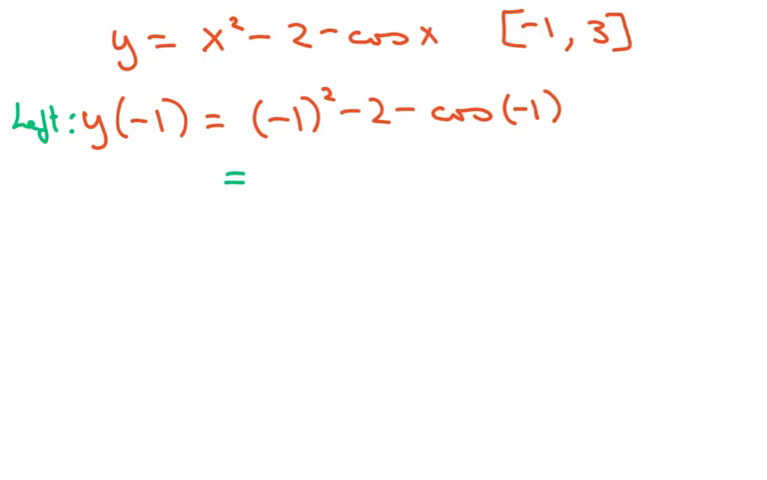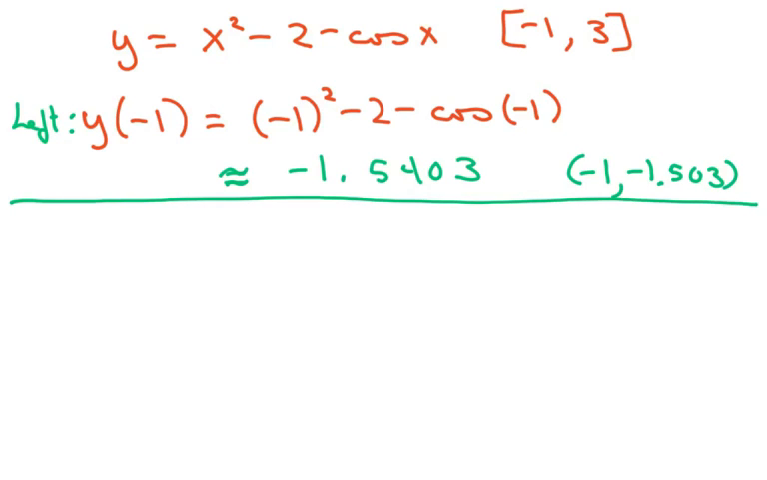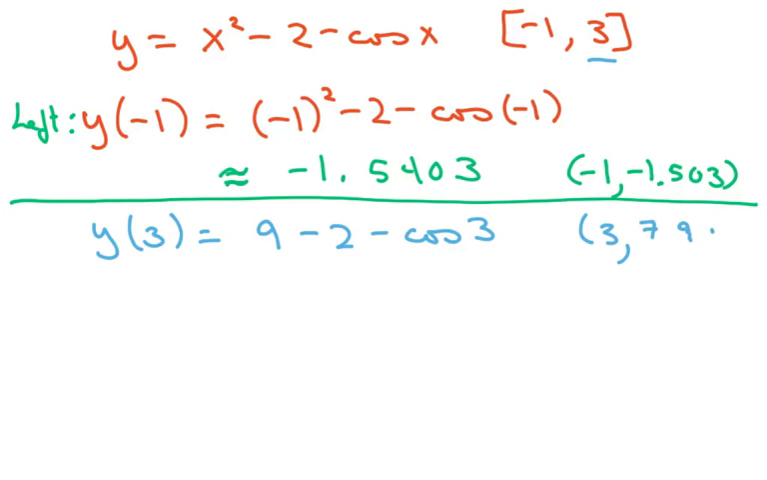When you put this in the calculator for the left, you're going to get approximately negative 1.5403. So I'm going to write this as (-1, -1.5403) as your left. And then for your right, we plug in 3. So it'll be 9 minus 2 minus cosine of 3. And when you plug that in the calculator, you're going to get your right endpoint is 7.99.